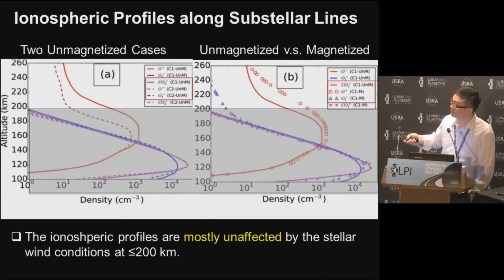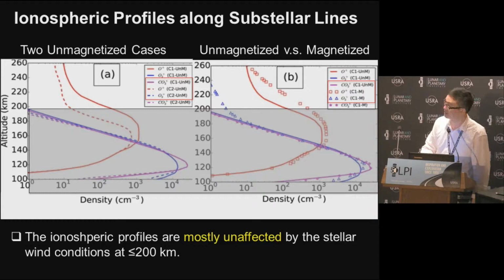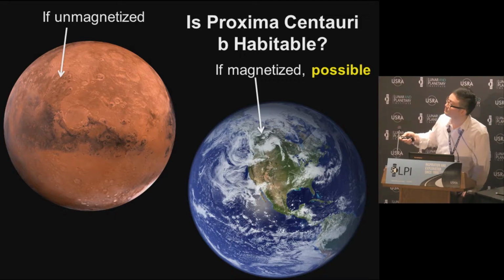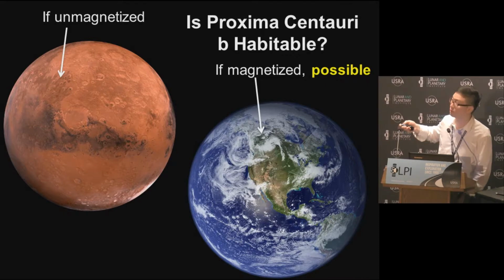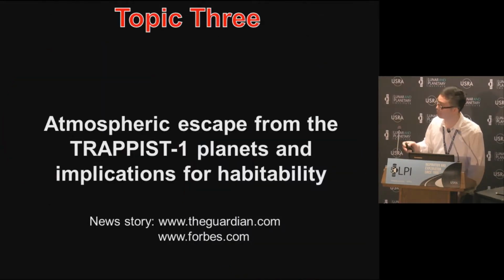But fortunately, the ionospheric profiles are mostly unaffected by the stellar wind condition below 200 kilometers, no matter whether it's magnetized or unmagnetized, or both C1 and C2 cases. So I would argue if it's unmagnetized, it will look more like Mars. If it's magnetized, it will potentially look like Earth. But there's no single conclusion about the magnetized case. It is very complicated, and I am writing another paper, so there's no simple answer for the magnetized case.